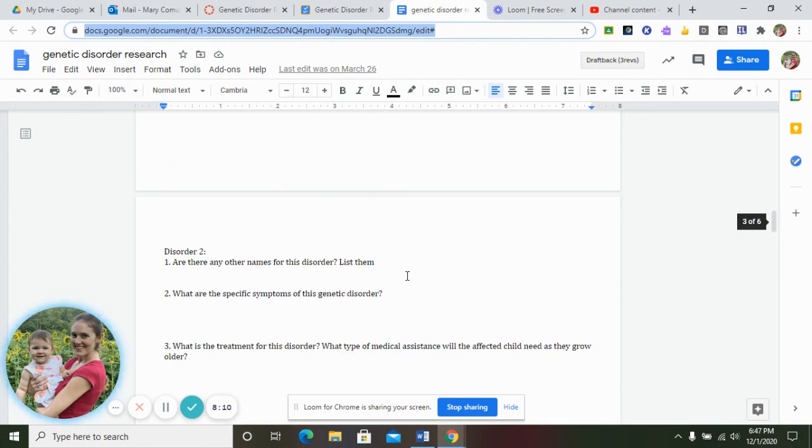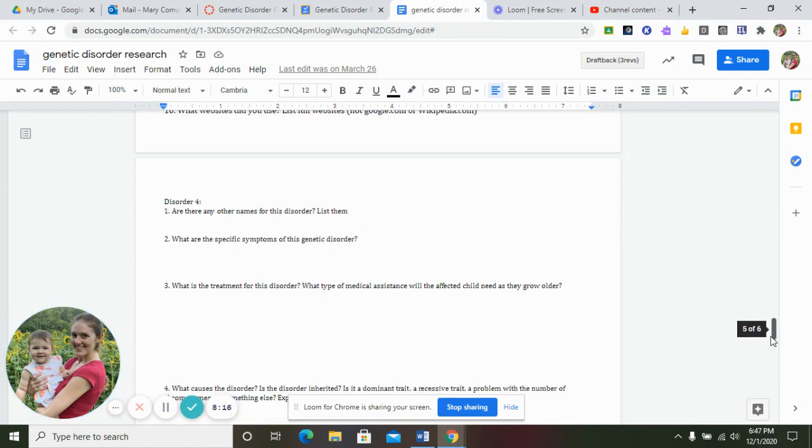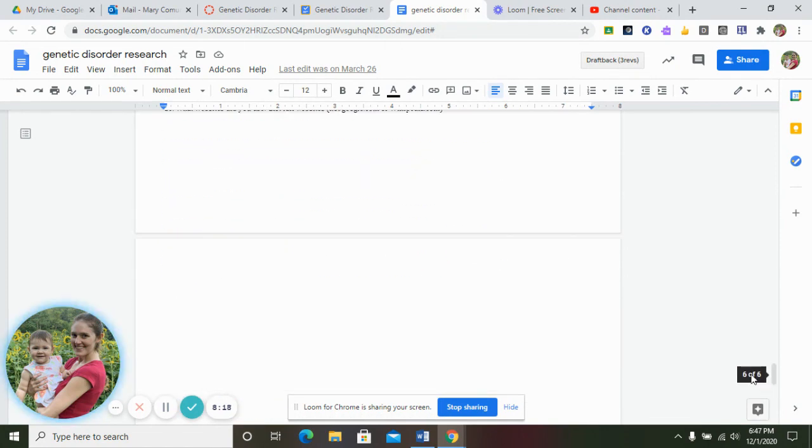And then you'll do that for each one. When you go to disorder 2, tell me what's the second disorder that you were researching, and so on and so forth. All right, guys, I'll leave you to it then. I want to give you as much time as possible. Again, you'll have about 2 days or so to get this stuff in.